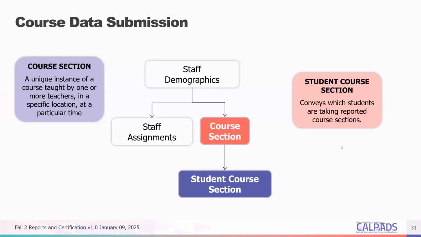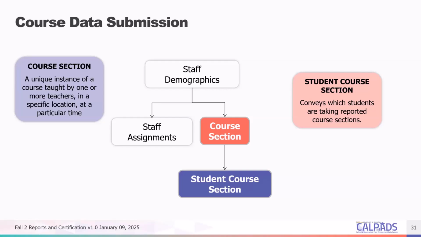All right, so just to kind of recount, right? The course data submission is done in two files, the course section and the student course section. A course section is described as a unique instance of a course taught by one or more teachers at a specific location and time. Again, that's how you show the instruction your students are receiving. The student course section enrollment record just conveys which courses the students are taking. It shows the instruction they are receiving.